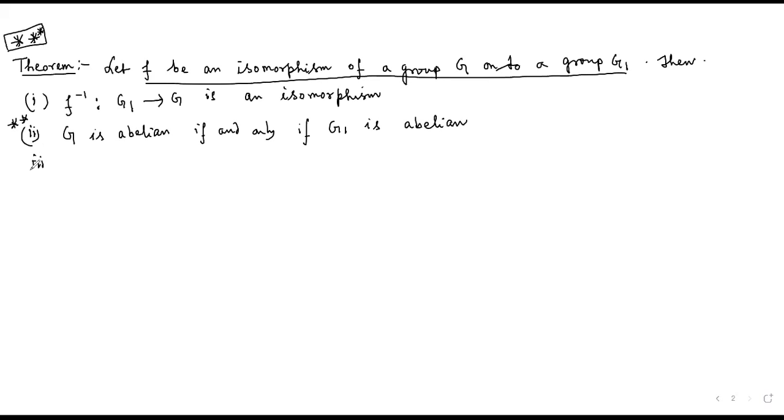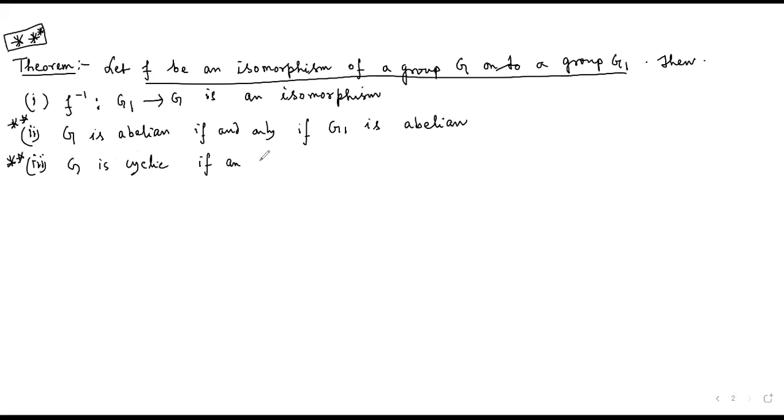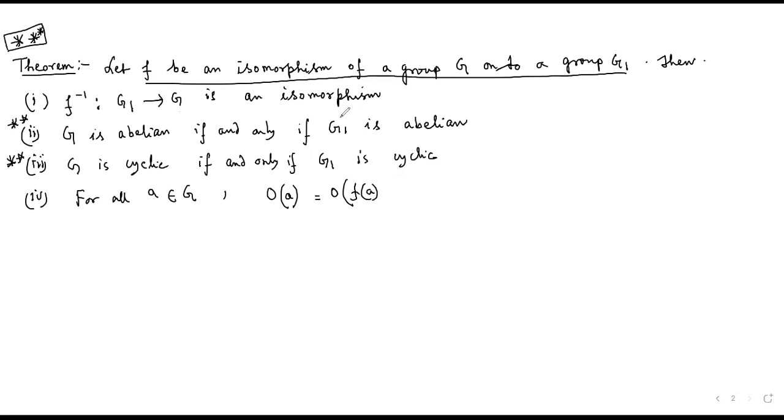Number 3, another important property: G is cyclic. Under the condition that f is an isomorphism, G is cyclic if and only if G1 is cyclic. Okay, and number 4, for all A belonging to G, the order of A in the group G is the same as the order of f(A), the image of A in the group G1.